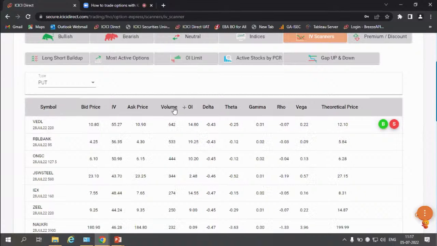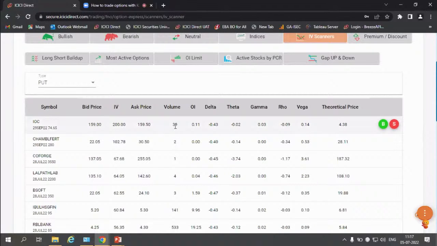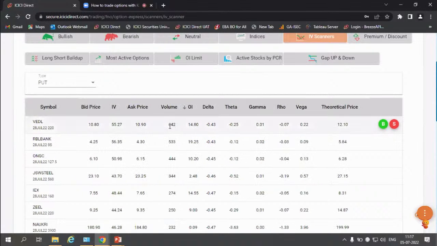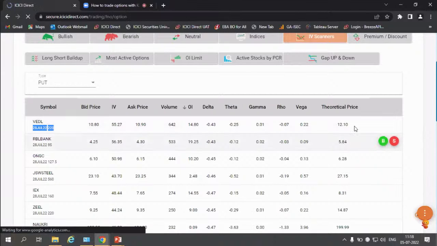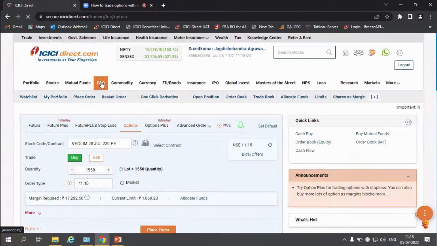Exactly, because the volume that you saw over there was just one. So let me come up with the high volume stuff. Here you will be able to see 10.8 and 10.9. This is very close, right? Bid price and ask price, and the theoretical price it says is 12.1. So the difference here is about 1.1 rupees. For this particular one, VEDL 28 July 2020, sorry, 220 is the strike price. This tells you that it is slightly cheaper based on the theoretical value. So traders who want to trade this can simply click on buy, and they will be able to go through the buy journey on that.